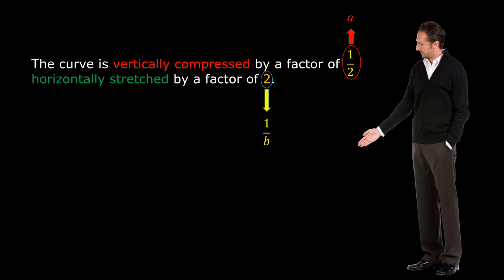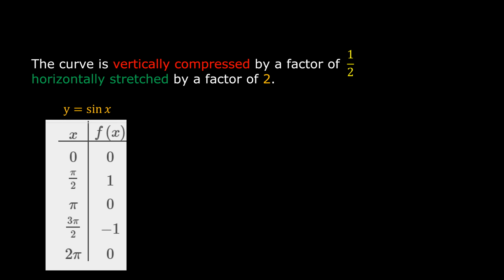Now if you want to draw the graph of the function g, you always have to start from the table of y = sin x. Since the value of a is half, the vertical compression is half, so you have to multiply each value of y by half. And since the horizontal stretch is by a factor of 2, you have to multiply each value of x by 2. Let's start with the values of x. We will multiply them by 2, which is the factor of the horizontal stretch. And then we will multiply the values of y by half, since half is the factor of the vertical compression.